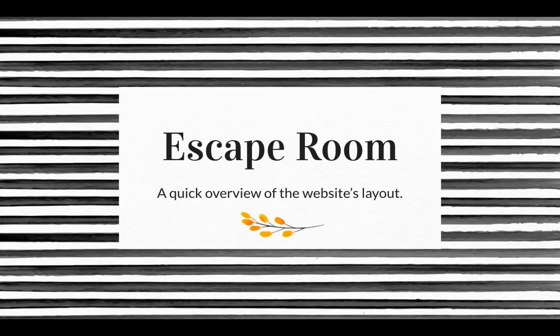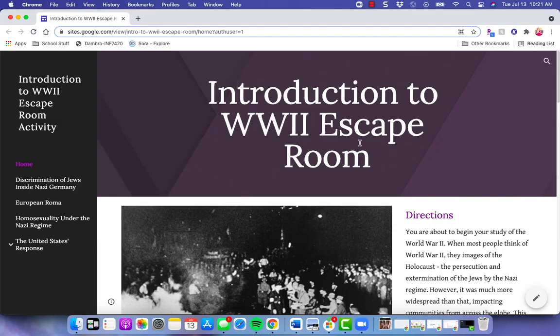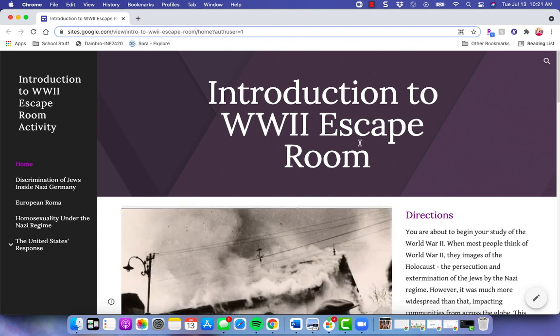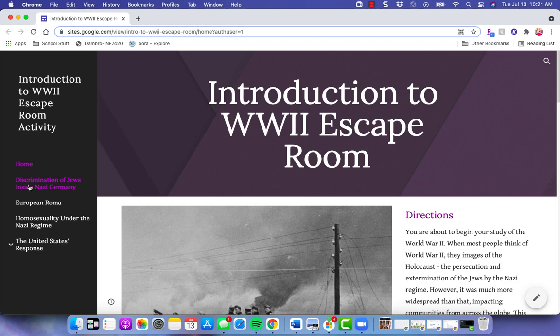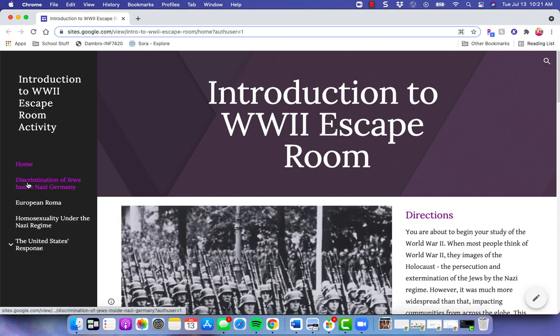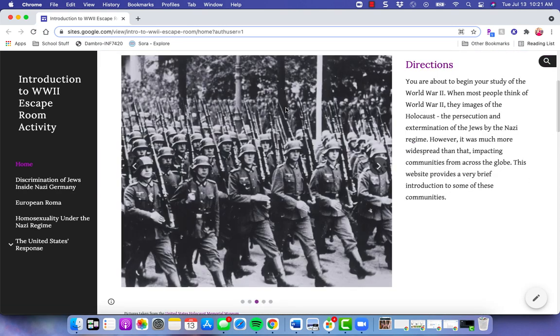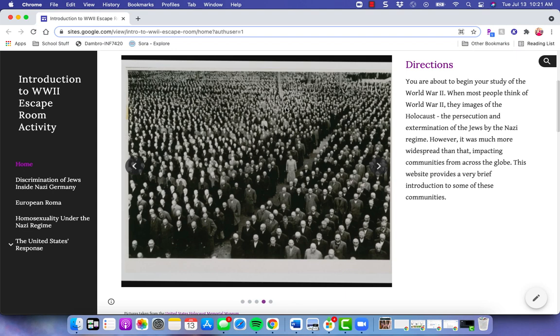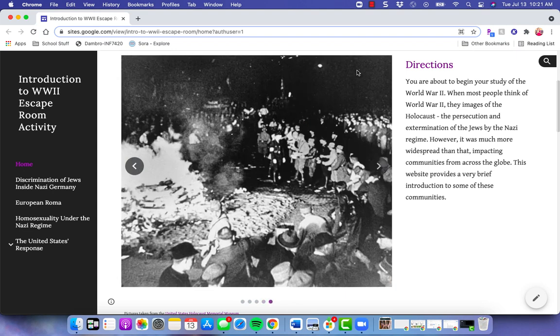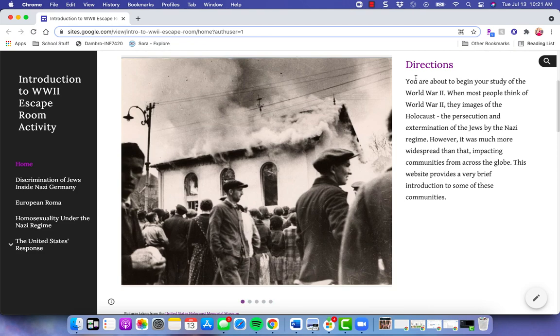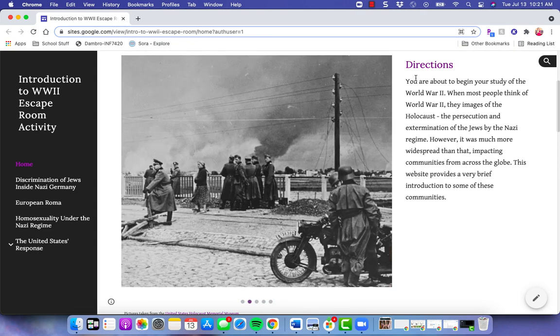Now what we're going to do is take a look at the escape room website and its functionality. So this is the home page for the Introduction to World War II Escape Room. The navigation bar is on the left-hand side of the screen, and each one of these sub-pages correlates with one or more of the questions on the escape room form. As you can see, there are various pictures related to World War II and the Holocaust, and this is where the directions start. Students should read through the directions themselves, but you should also read through it with them.